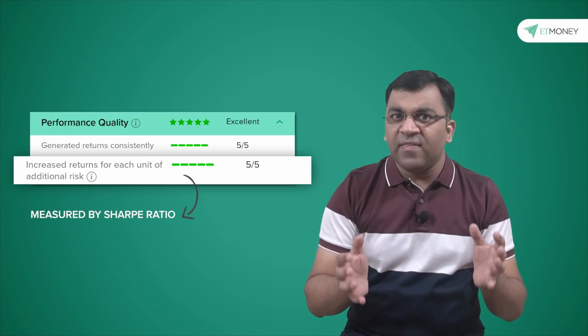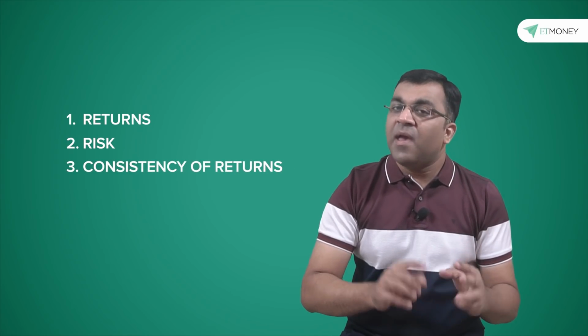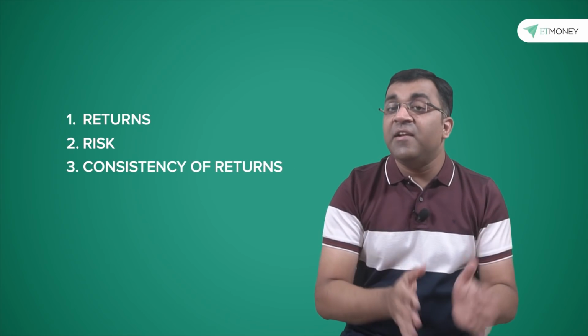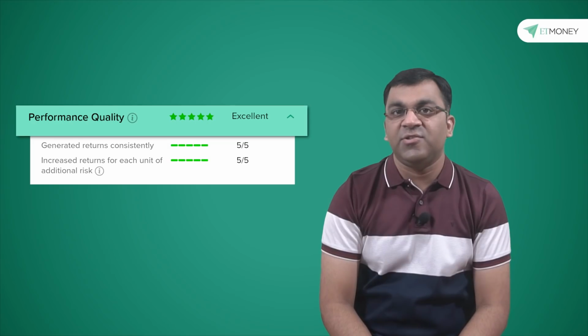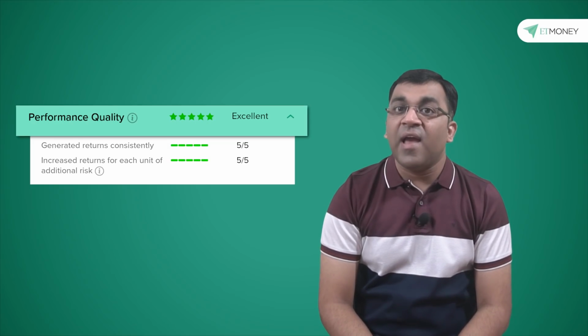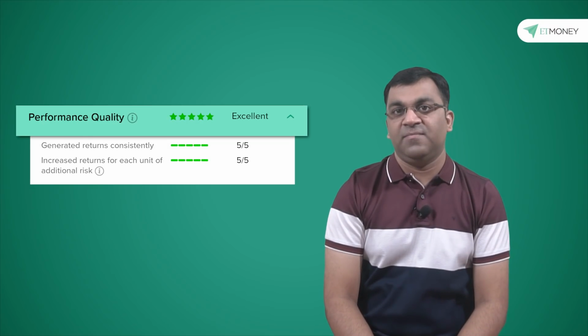So to put this together, when the ETMONEY Fund Report Card looks at performance quality, it's really trying to balance out three essential elements: the returns, the risk, and the consistency of returns. And once we have the scores of the individual parts, our system then converts it into a super simple 5-point rating structure that can be easily understood and used by investors in their mutual fund decisioning process.